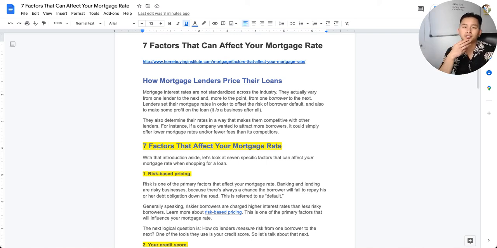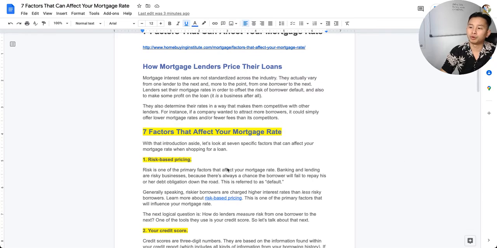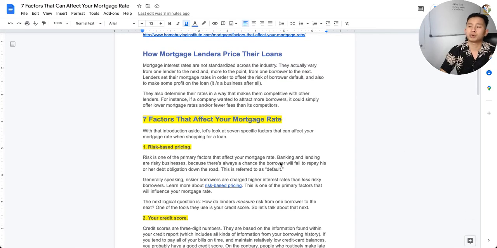So, today we're going to be talking about the 7 factors that can affect your mortgage rate. Okay, so we're going to review the 7 things that will affect your mortgage rate. So, one would be your risk based price adjustment. So, what is the risk based price adjustment?